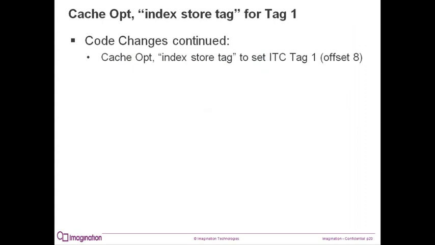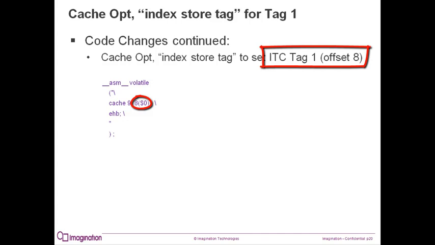Now that the data tag low register is set up, I can use the cache instruction to write to the ITC's tag register. I will use inline assembly code to do that. You can see the cache instruction takes two arguments. First is the command operation you want to perform, which in this case is operation 9, index store tag. The second argument is the location within the ITC tag memory you want to write. In this case, I'm using GPR0 with an offset of 8 bytes to write ITC tag 1.